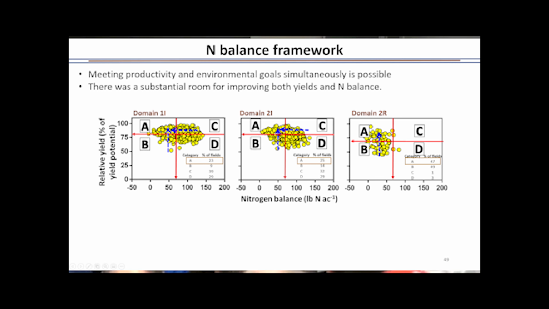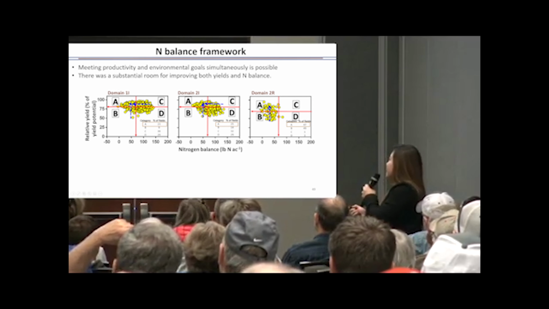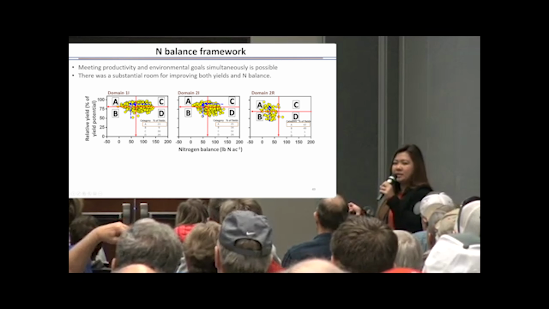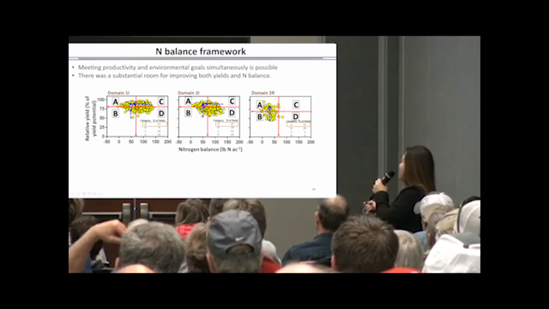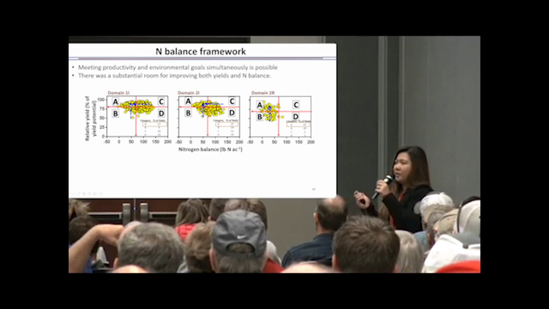And now you can remember the nitrogen balance framework that I showed earlier. So again, the relative yield is plotted on the y-axis and the nitrogen balance on the x-axis. And for now, I'll be showing the result for each of the domains. Okay, so here, I think this domain 1I corresponds to most of the fields in Tri-Basin, while domain 2I and 2R mostly compose the fields from Upper Big Blue, Little Blue, and Lower Platte North.